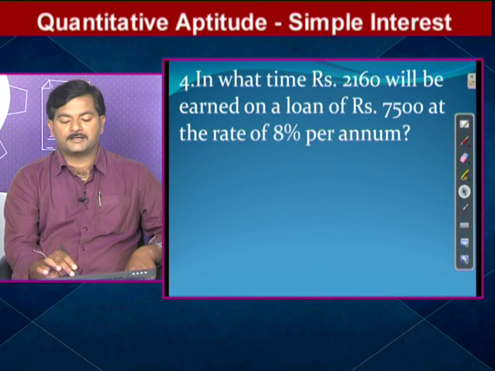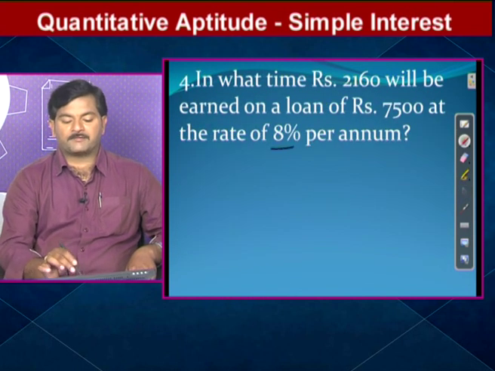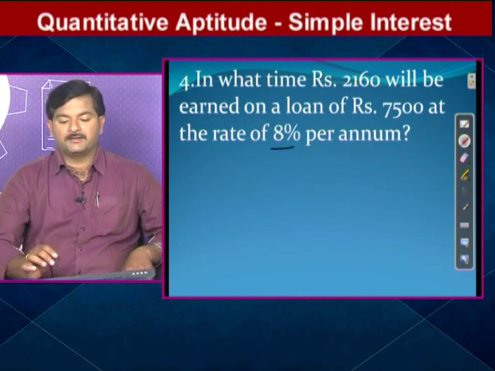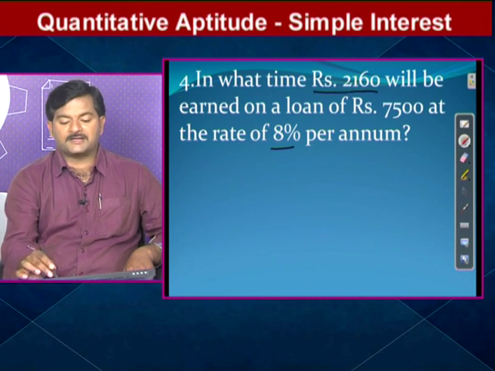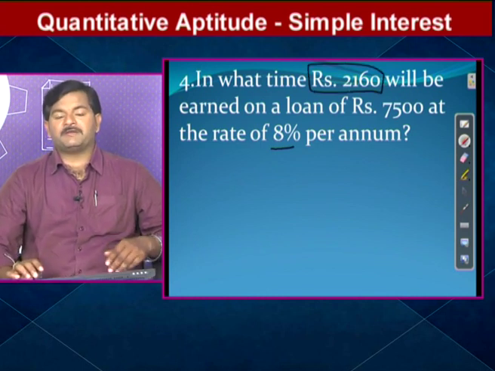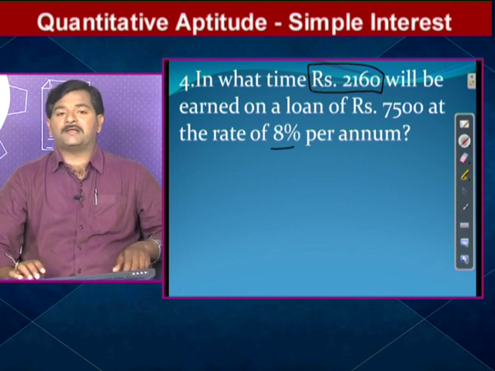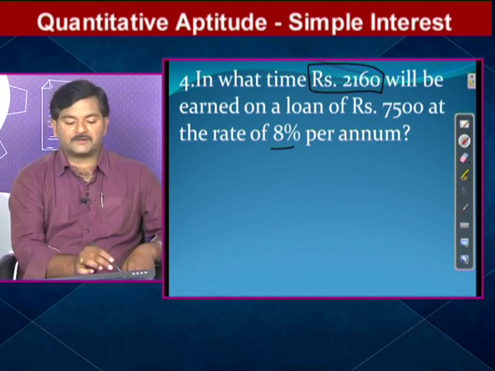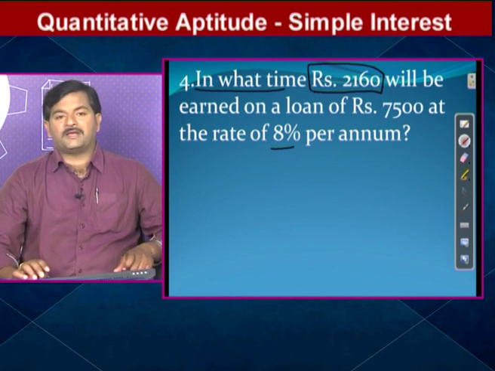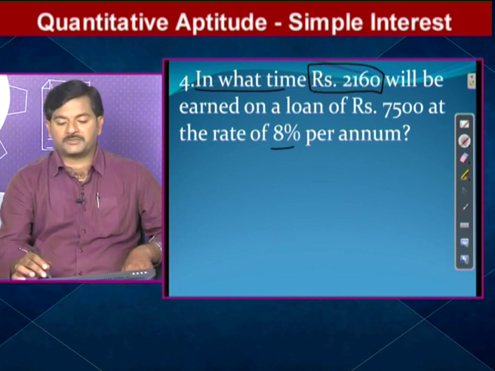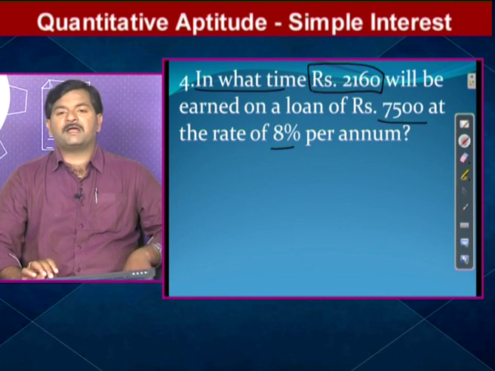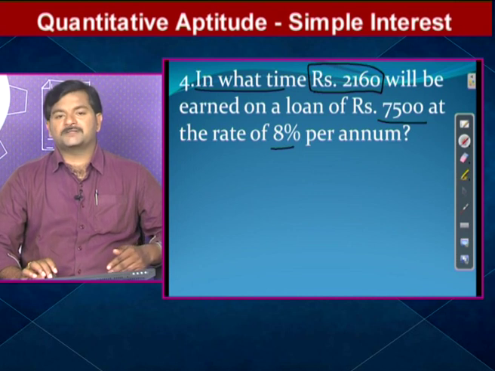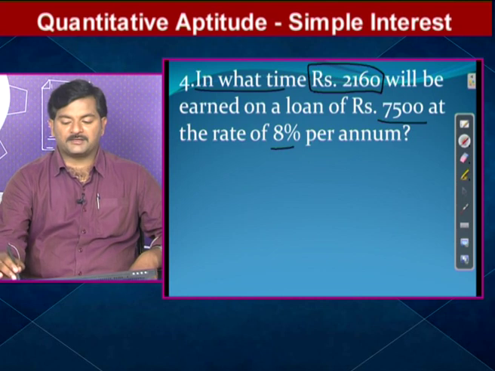So clearly, how much R value has he given? 8% is given. And 2160, tell me whether it is the P value or the I value. It is very clear, the I value. In what time means we have to find out the time. The loan of rupees 7500 is the P value, the R value is 8%, and the interest is also given, 2160. So all the parameters are given, and we can solve it very easily.